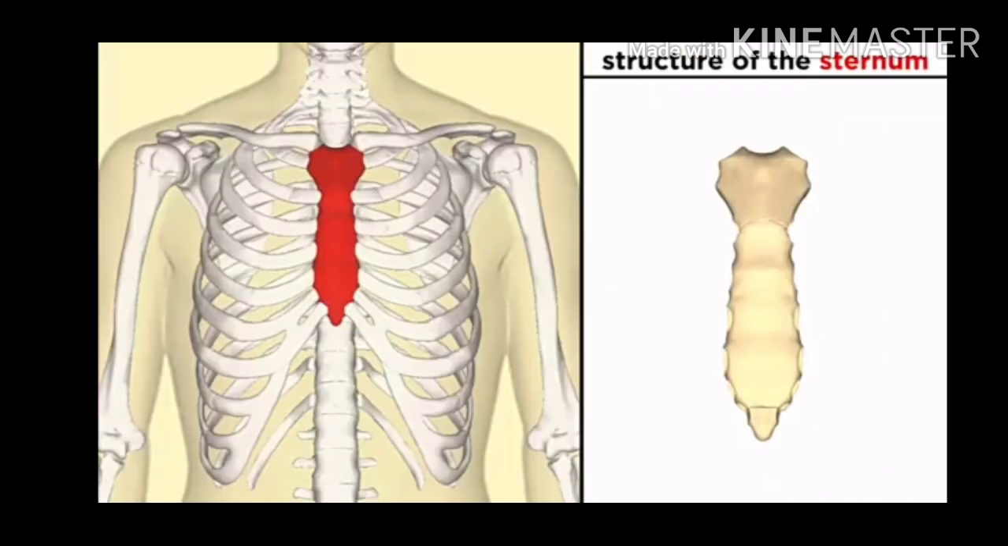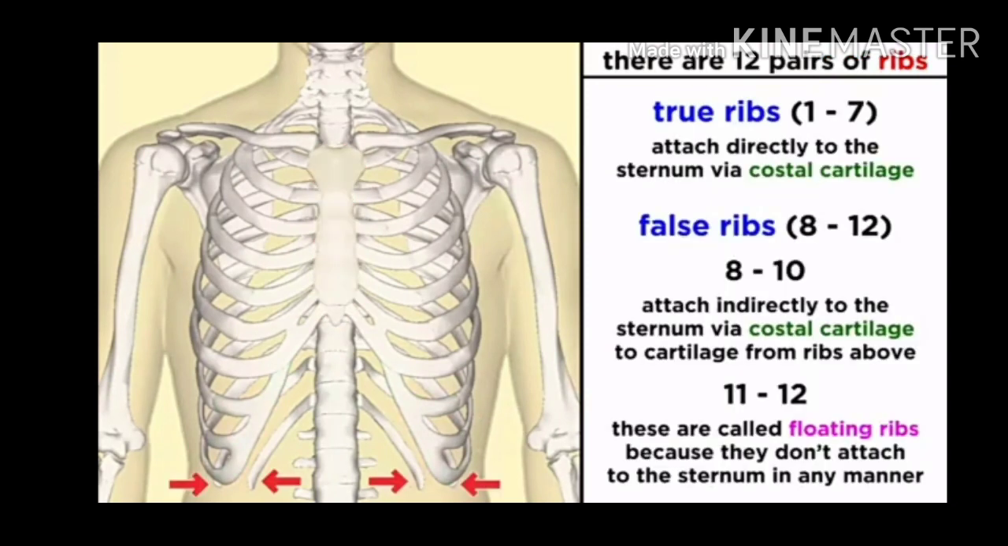Third is the rib cage. The rib cage is made up of 12 pairs of ribs connected with the sternum. Ribs act like a cage of bones around the chest which protects the heart, lungs and liver. There are 12 pairs of ribs, and out of these, the first 7 pairs are called true ribs as they attach directly to the sternum via costal cartilage.